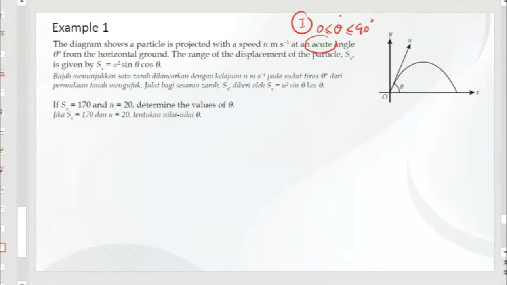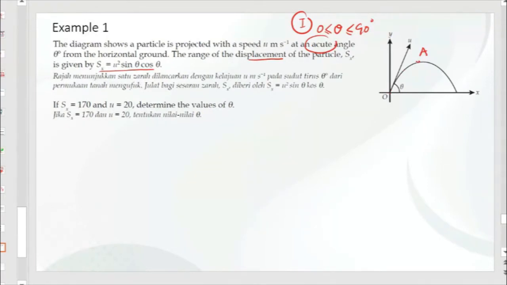Okay, then from the horizontal ground, from here is thrown. Okay, so the range of the displacement of the particle x, it is given to you the formula. So what does x mean? It means that, let's say it comes to this point, from point O to point A. From point O to point A, what is the displacement? Which one is the displacement?